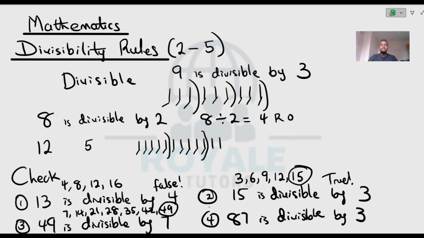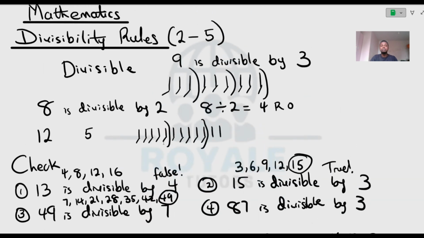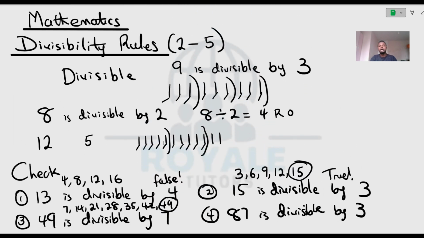In our last video, we started the topic divisibility rules and we wanted to take it from 2 to 5. However, we were only able to get to 3. Today, we want to finish it up. Before I go to 4 and 5, I just want to recap what we talked about.